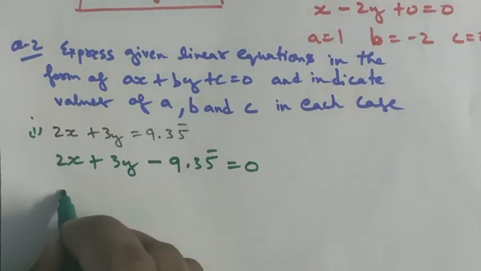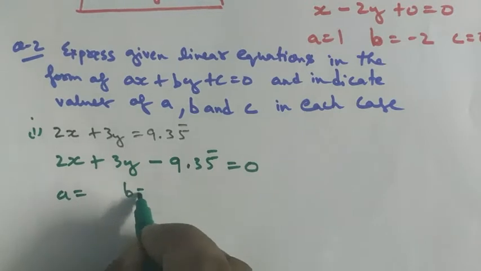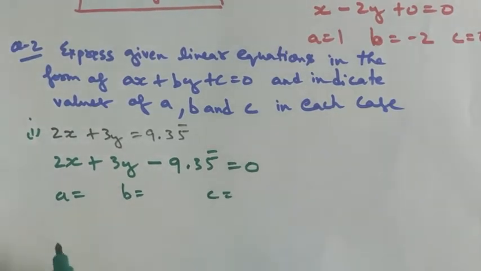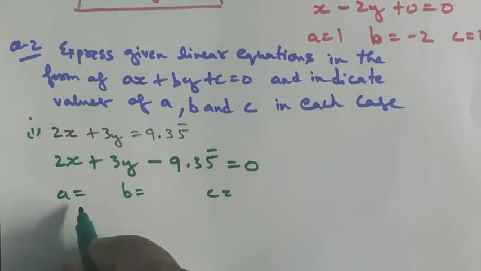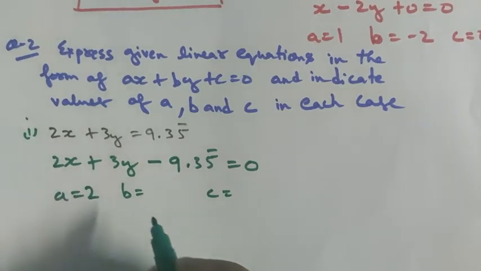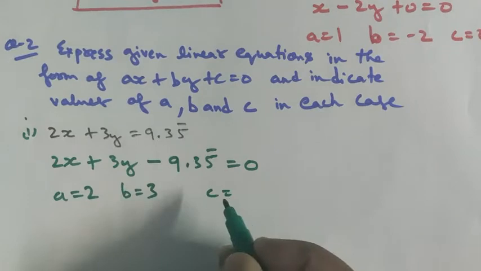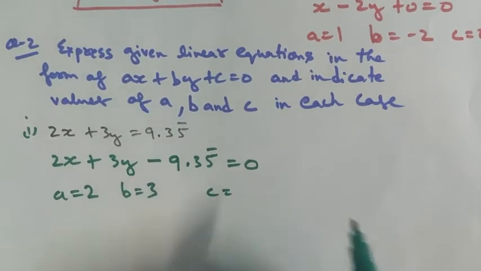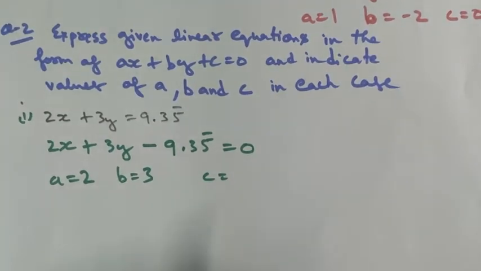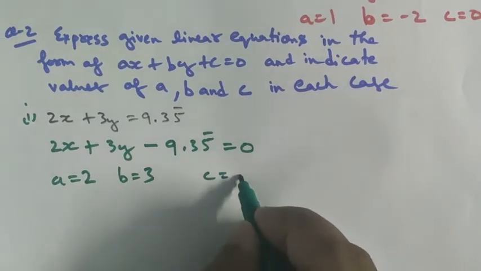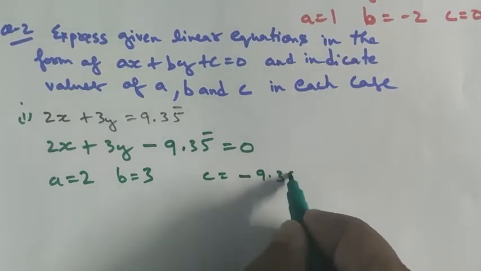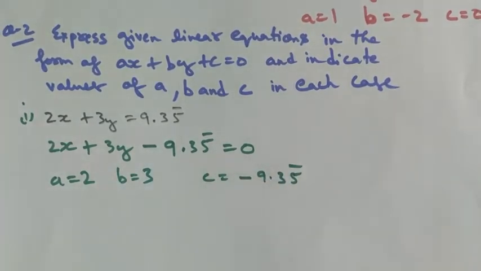Now the values of a, b and c. So the value of a is what? Coefficient of x, that is equal to 2. Value of b is what? Coefficient of y, that is equal to 3. And c, that is the constant term. Constant is what? Minus 9.35. Be very careful about the sign.